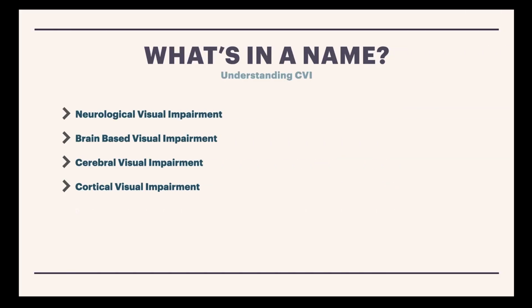How many different names have you heard or seen? Maybe it was in an eye report, maybe it was mentioned at a conference. Listed on this page, I have a few of the most common names that I hear when I'm doing my research. Neurological visual impairment, brain-based visual impairment, and probably the more common ones are cerebral visual impairment and cortical visual impairment. So which one is it? What are we going to call this?